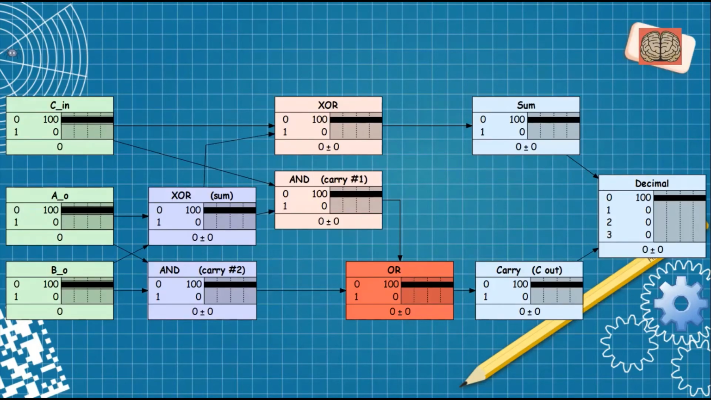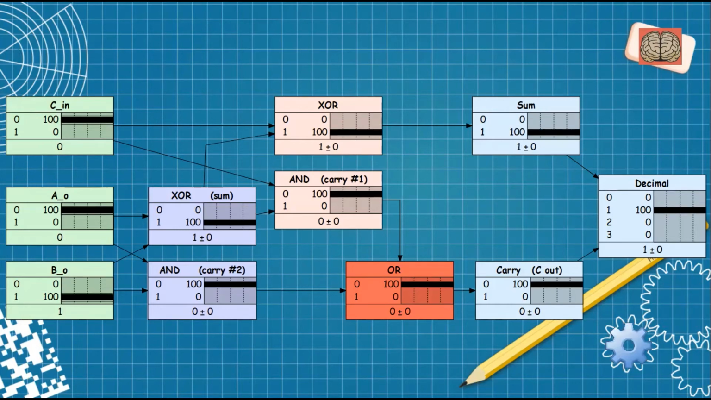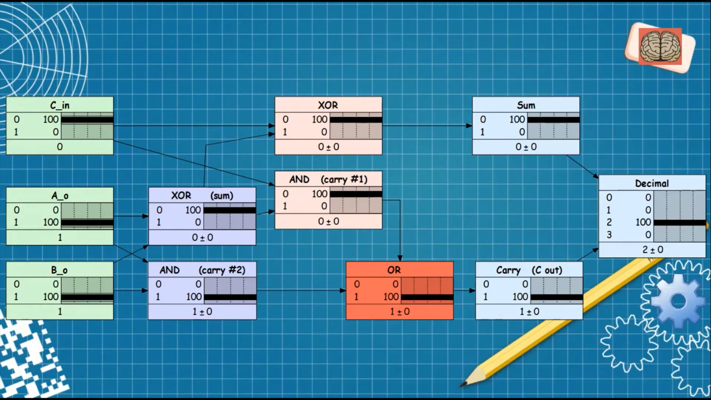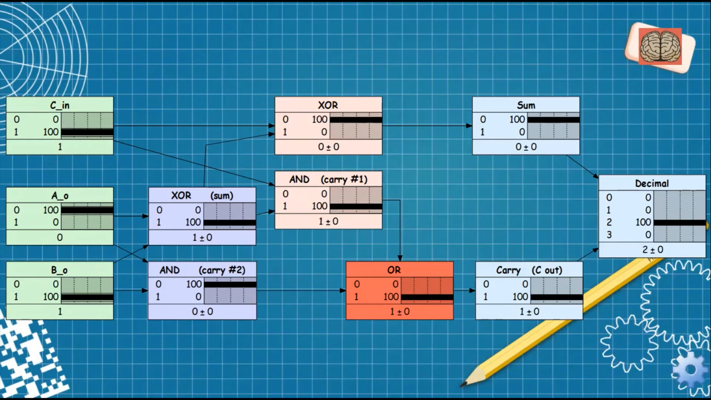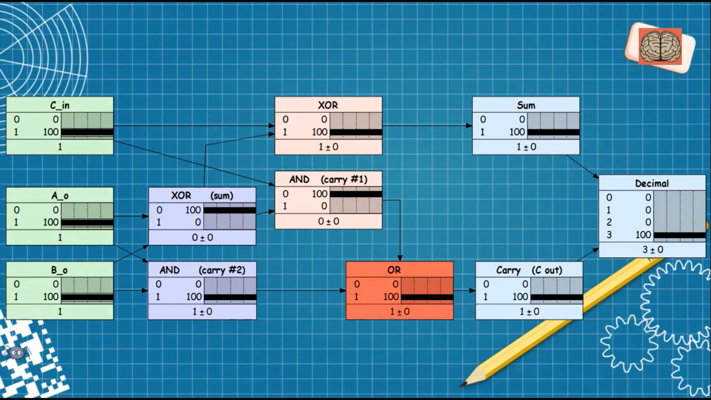Okay, so it's adding 0 plus 0 plus 0. There's adding 0 plus 0 plus 1, and 0 plus 1 plus 0, 0 plus 1 plus 1, 1 plus 0 plus 0, 1 plus 0 plus 1, and 1 plus 1 plus 0, and finally 1 plus 1 plus 1. Oh my God, all that work just to add 3 binary digits.